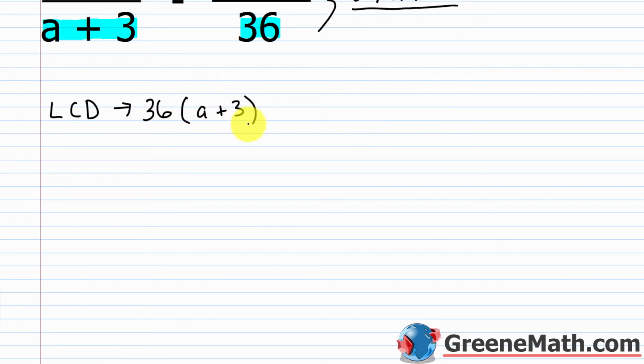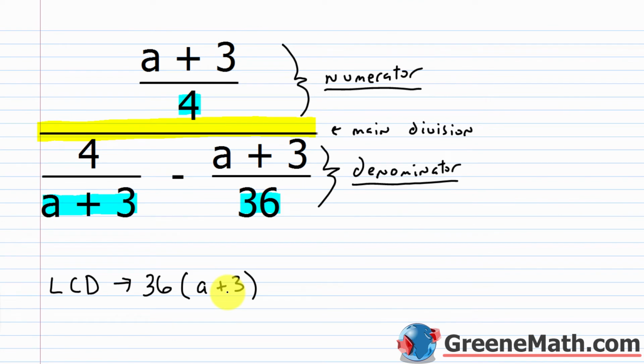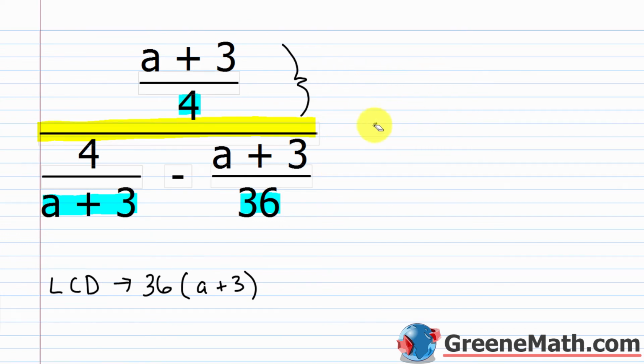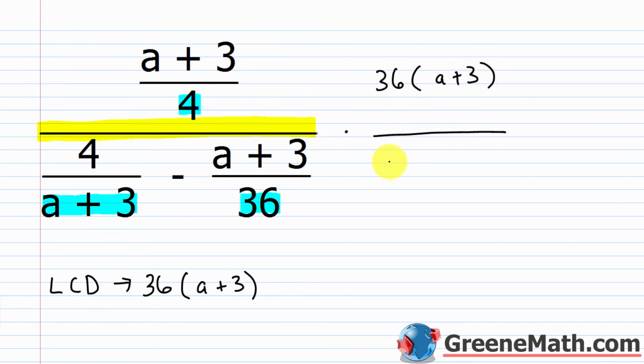So once we've found the LCD, which is usually the most challenging part of this for students because they're not fully up to speed on that yet, we want to multiply the numerator and denominator of the complex fraction by that LCD. And again, your denominators for each fraction are going to disappear. So let me erase this real quick. We know what the numerator and denominator is at this point. And I'm going to put a multiplication symbol right here. And I'm going to be multiplying the numerator of the complex fraction by this 36 times the quantity a plus 3. And I'm going to do the same thing to the denominator.